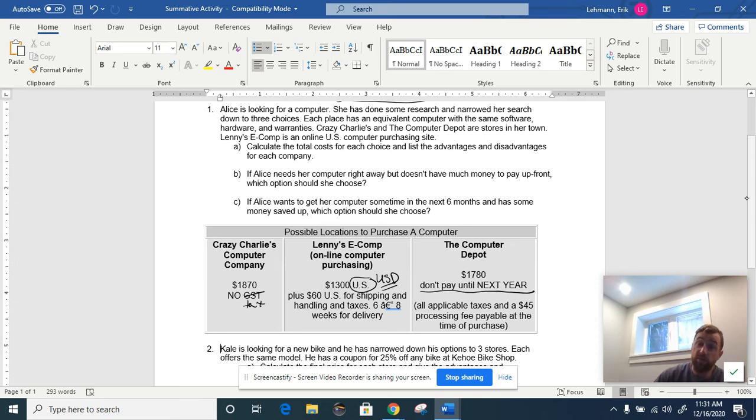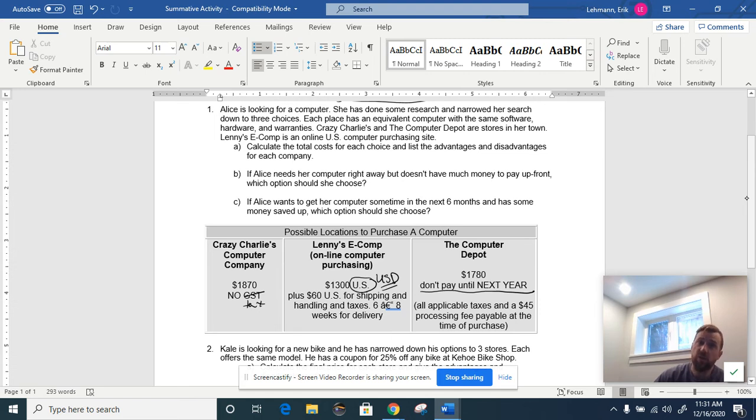Plus, and there's a $45 fee to do this, plus tax. So no tax, plus tax, $45 processing fee. So you're going to figure out the total cost for all of these things, and then you're going to answer these questions.